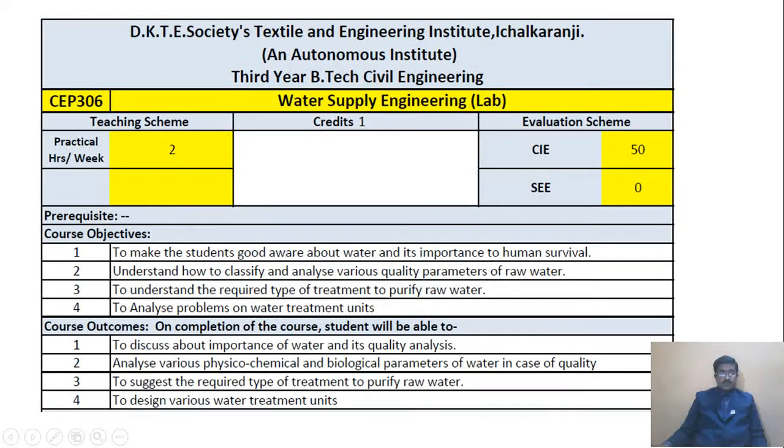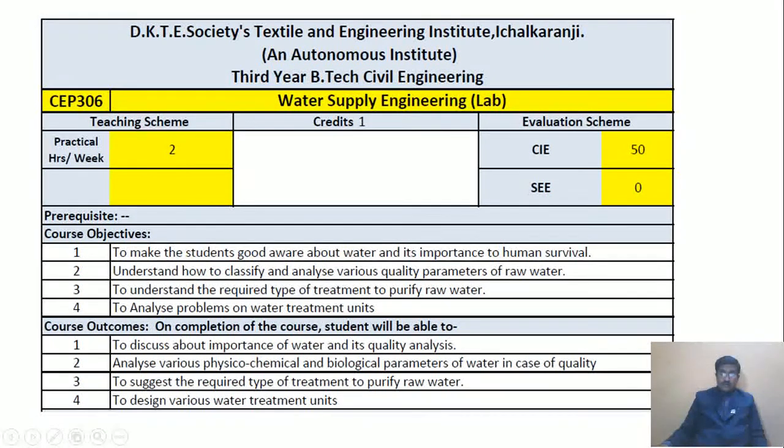Then what are the course objectives for the laboratory? To make the students aware of water and its importance to human survival, to understand how to classify and analyze the various quality parameters of raw water, to understand the required type of treatment and purity of raw water, and to analyze problems on water treatment units.